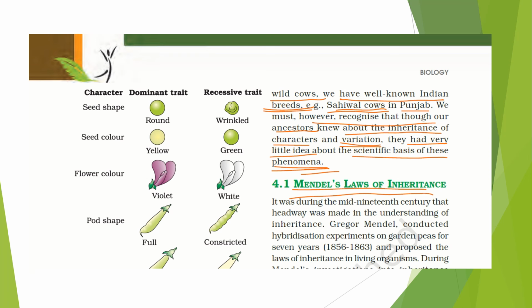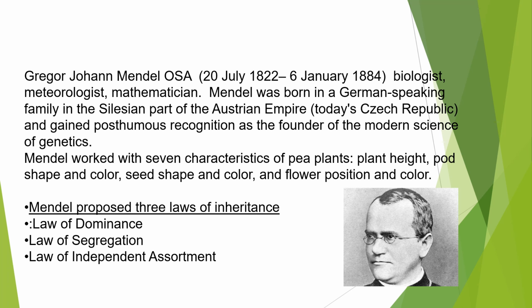So first we should know who Mendel is. So we should study a bit about the scientist who proposed the laws of dominance, the laws of segregation and the laws of independent assortment, which we are going to study today. So who was Gregor Johann Mendel? He was a biologist, a mathematician, a meteorologist, and he was staying in a monastery. He was born in a German-speaking family in a Silesian part of the Austrian Empire, which is today's Czech Republic. And he gained posthumous recognition as the founder of the modern science of genetics, right?